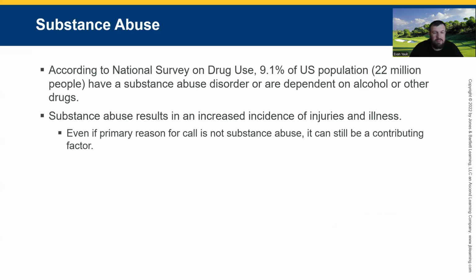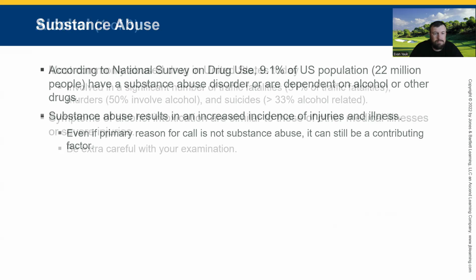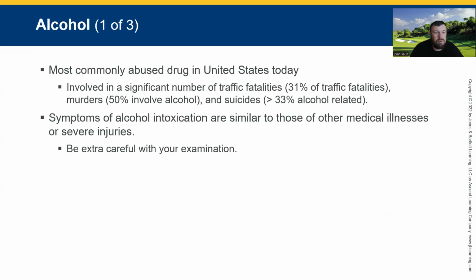According to the National Survey of Drug Use, 9.1% of the U.S. population, that's 22 million people, have a substance abuse disorder. And that's alcohol and drugs. Substance abuse results in an increase in accidents and injuries and illness. The most commonly abused drug in the United States involves a significant number of fatalities.